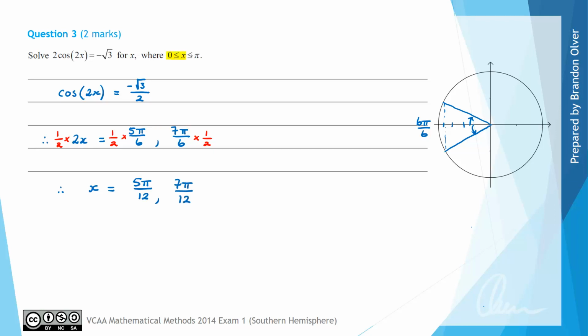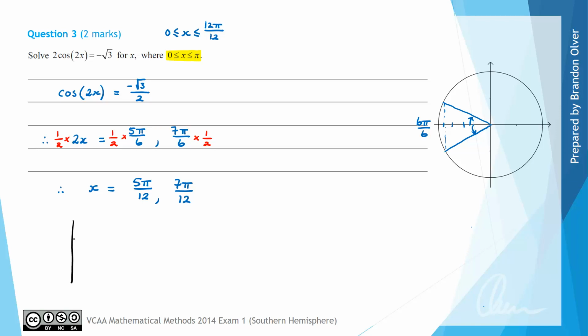And now from the domain we can see that both of those solutions fit between 0 and pi, because we could have written this as x being greater than or equal to 0, or less than or equal to 12 pi over 12. So we can see that 5 pi over 12 and 7 pi over 12 fit within the domain that we're looking for solutions. And now the only thing that we've got to do is decide if there's any other solutions.